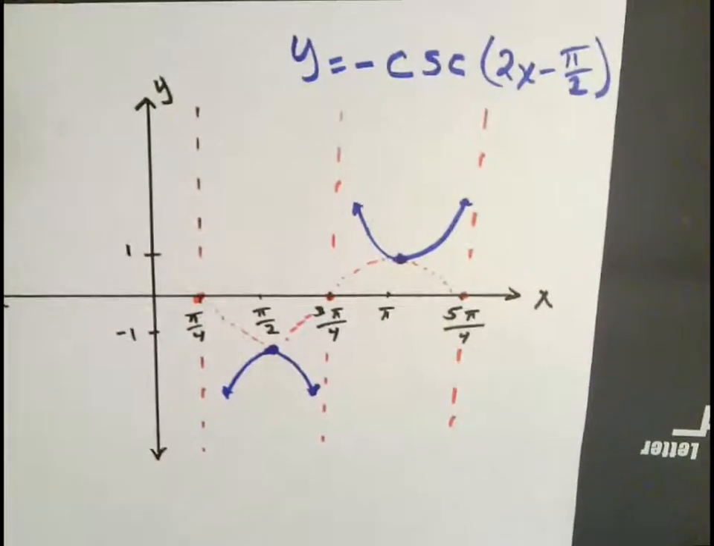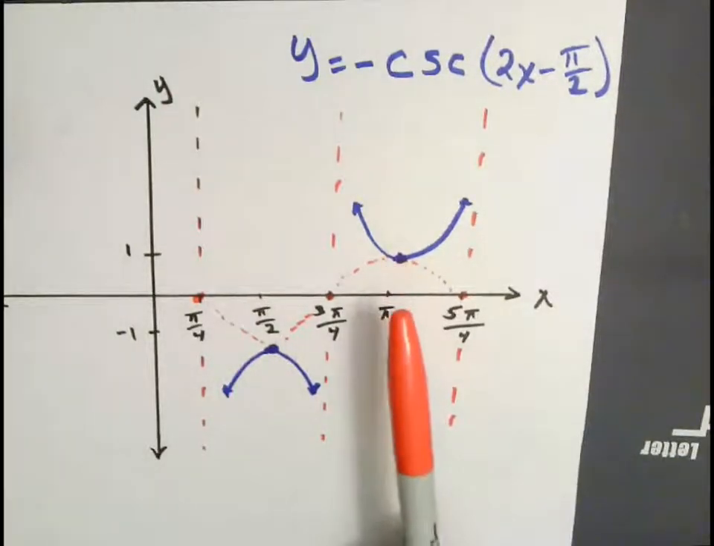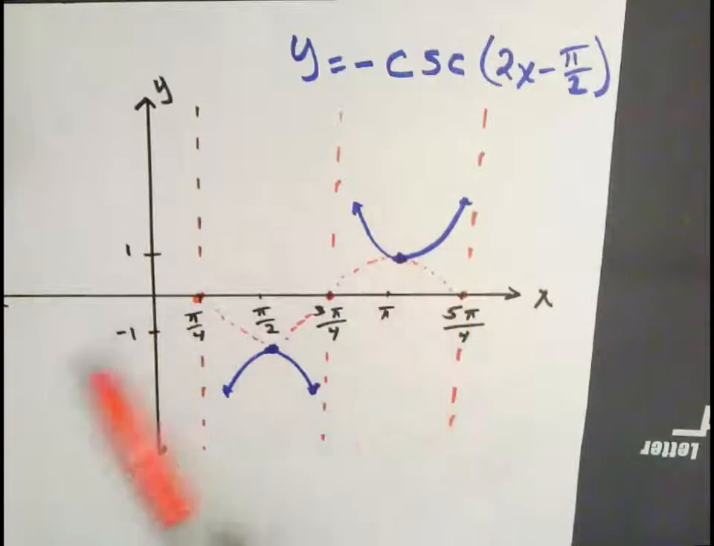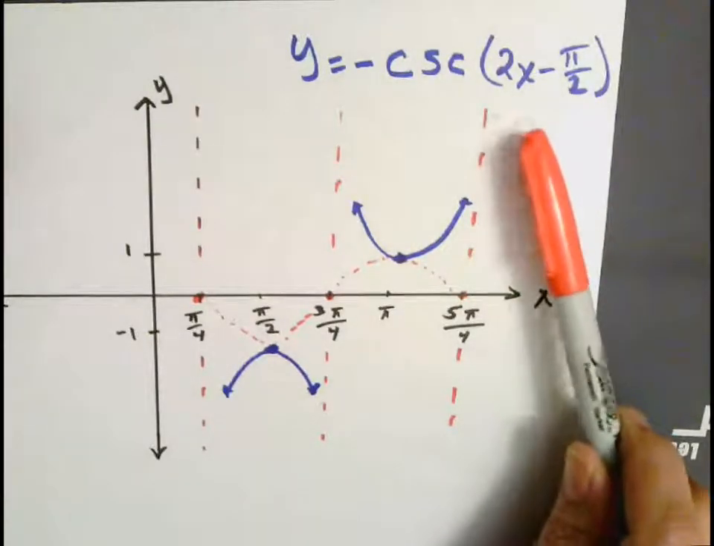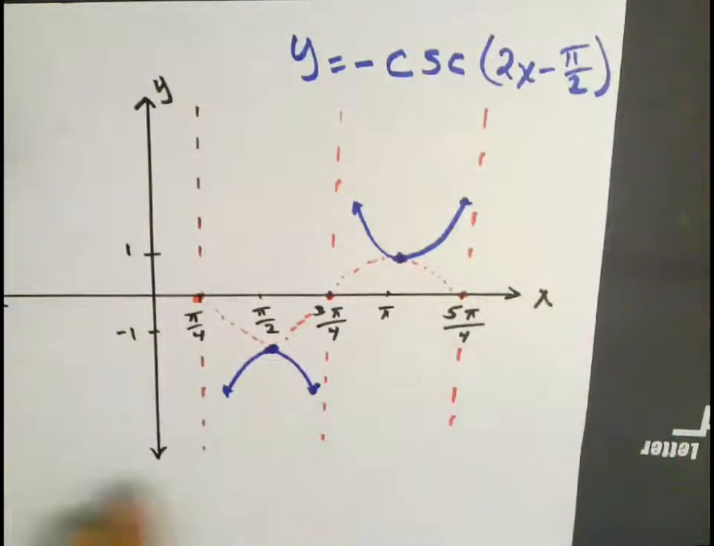So here, you see this is a valley. Think about it, down in the valley, so it's concave down. This is a mountaintop, up on the mountain, concave up. So this is one cycle of our y equals negative cosecant of the quantity 2x minus pi over 2.